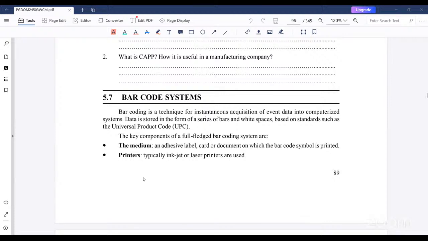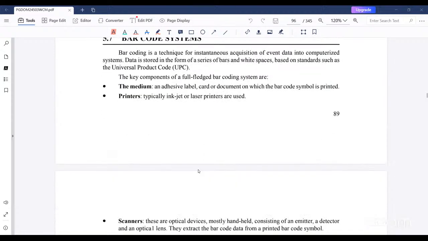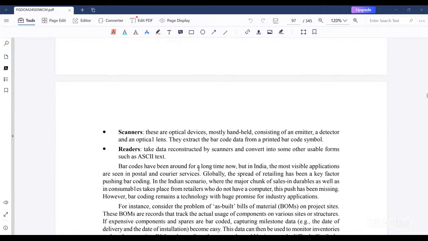And in this we have the medium, that is an adhesive label or a card or a document on which the barcode symbol is printed. And next are printers. Typically inkjet or laser printers are used, and scanners. These are optical devices, mostly handheld, consisting of an emitter or a detector or an optical lens. They extract the barcode data from a printed barcode symbol.